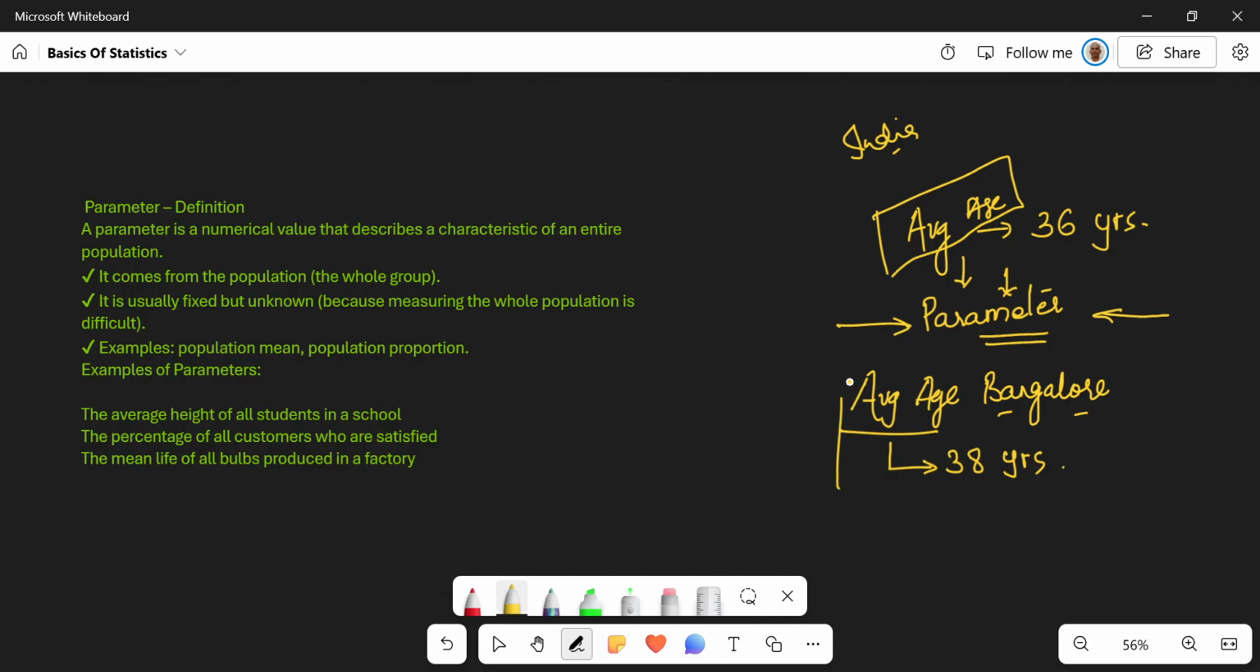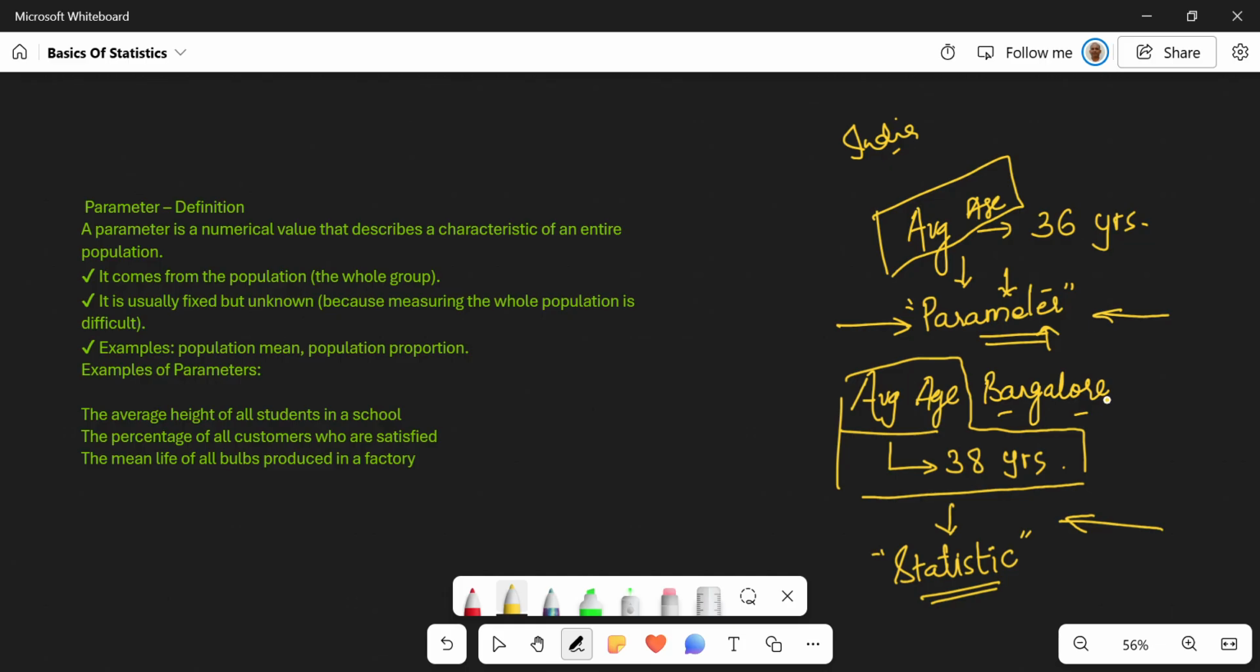So this particular numerical value of average age is called a statistic, not statistics, it is statistic, right? So whenever I numerically describe my sample, that numerical value or measure is called a statistic. But if I talk about a numerical measure for the population, it is called a parameter, right?